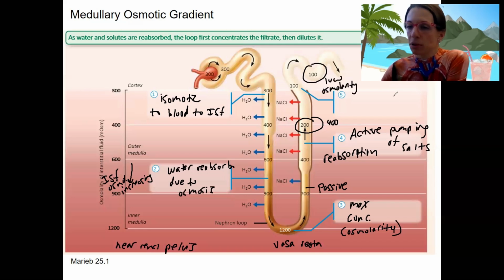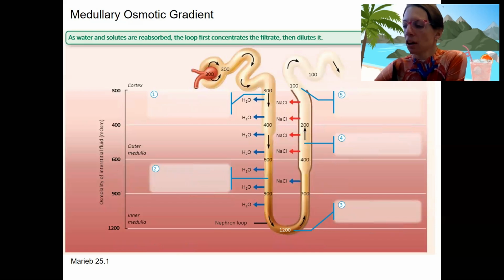From there, our urine can be formed anywhere between 100 and 1200 milliosmoles. That regulation we'll talk about later. Entering the distal collecting duct, we're at 100 milliosmoles because of that nephron loop. First concentrating the filtrate, then diluting it. Through that process, we reabsorb water, then salts. Pretty darn cool system, if you ask me.